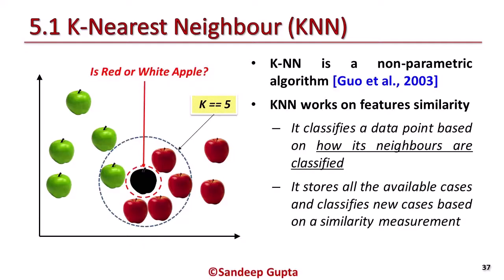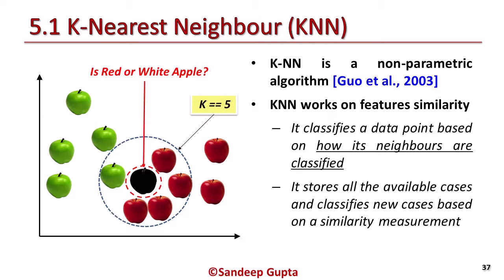It simply works on feature similarity and classifies a data point based on how its neighbors are classified. It stores all the available cases and classifies new cases based on a similarity measurement. A similarity between feature vectors can be simply determined by using a distance computation formula in a multidimensional feature space. You can use Euclidean distance, Hamming distance, Manhattan distance, Minkowski distance and so on.